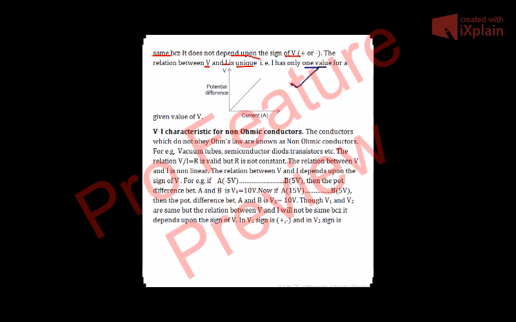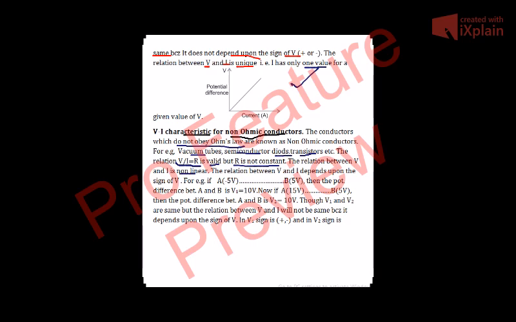Now let us discuss the VI characteristics for non-ohmic conductors. What are non-ohmic conductors? The conductors which do not obey Ohm's law are known as non-ohmic conductors. For example, vacuum tubes, semiconductor diodes, transistors, etc. The relation V by I is equal to R is valid, but R is not constant. R can have different values. R can vary. The relation between V and I is non-linear.